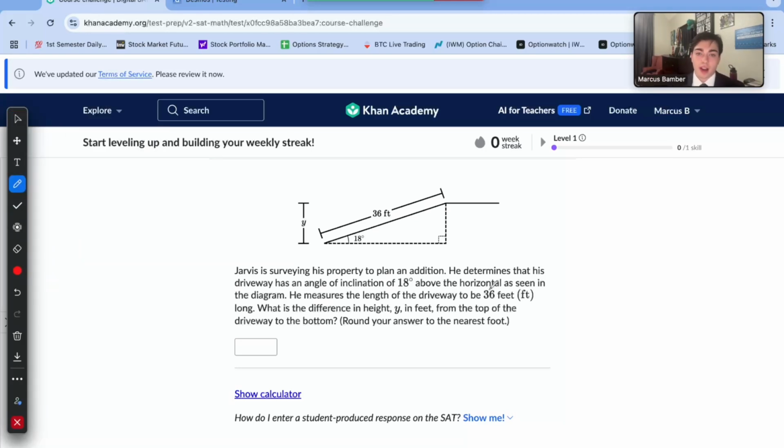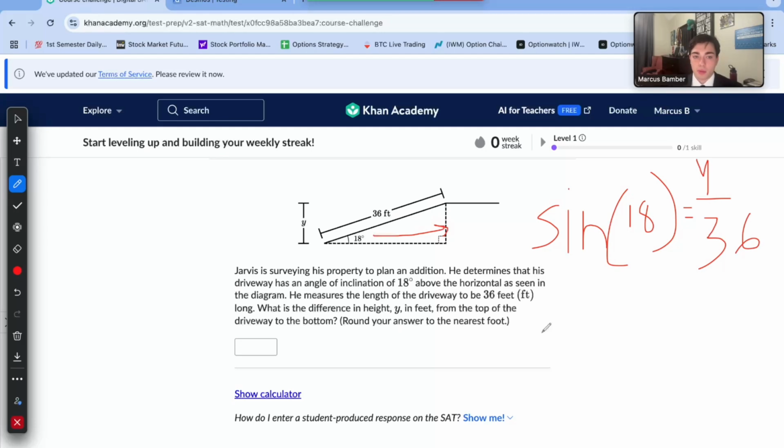So we're just going to use a trigonometric function here. As we can see, opposite over hypotenuse is the one that we're going to set up, and we need to know that the opposite over hypotenuse trigonometric ratio is sine. So we can set up that the sine of 18 degrees is equal to opposite, which is y, over our hypotenuse, which is 36. To solve this, we multiply each side by 36, and we're going to set our calculator to degrees, not radians, and then do 36 times the sine of 18.